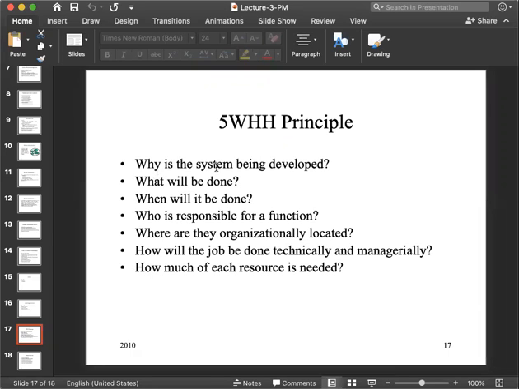First one is why the system is being developed. Why is the system being developed? What will be done? When it will be done? Time frame? Who is responsible for the function?